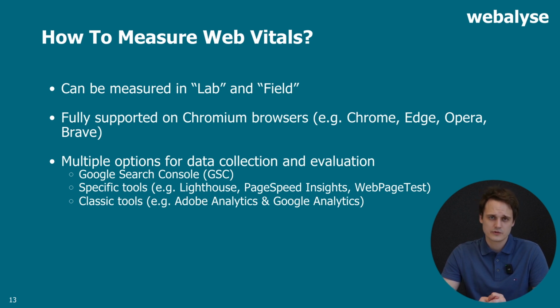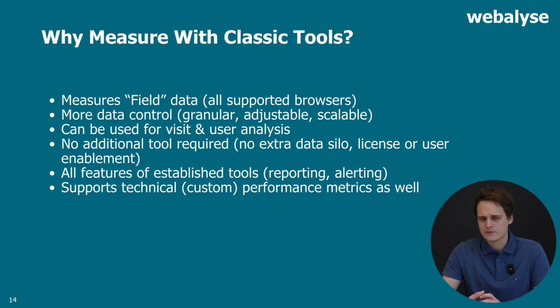But also it's possible to track performance metrics alongside normal tracking with classical tools like Adobe or Google Analytics. When you measure with, I would say, stronger tools like Adobe or Google Analytics, you can measure actual field data from real users from all supported browsers, not only Chromium-based browsers, which are the only ones available in the Google Search Console. Of course, when you do custom tracking, you have more data control, especially since the tracking is granular, it's adjustable, and it's scalable.